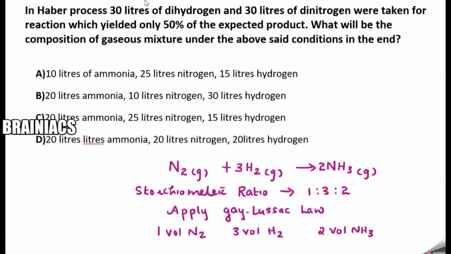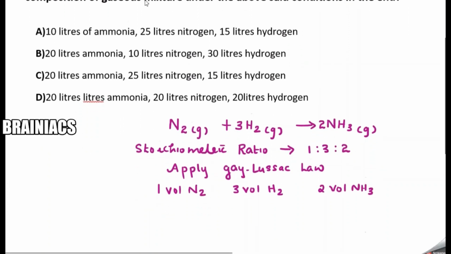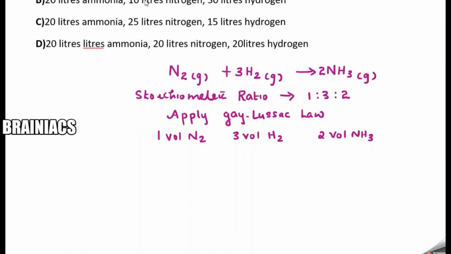Now here I can do one thing. I can assign volume to anything. So let's assume one volume is 10 liters, or we say 1 liter, that is sufficient. Then we will multiply with 10. That is a more understandable way. So let's assume one volume to be 1 liter.